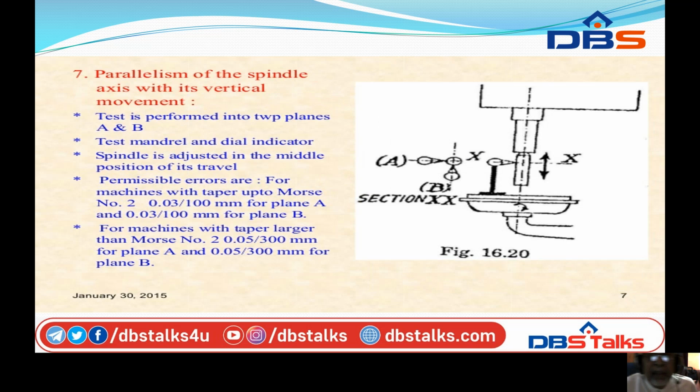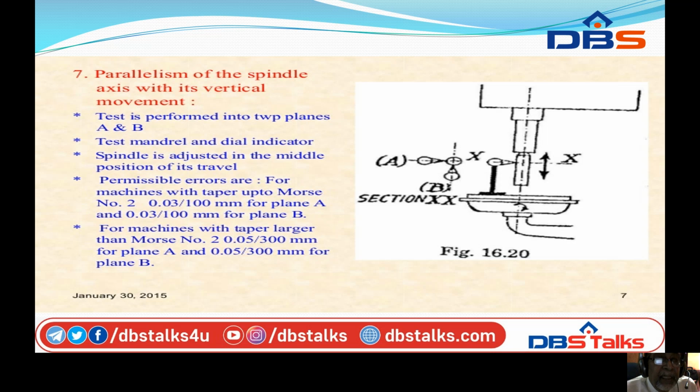Number 7. We have rotated the drilling machine spindle and checked whether there is any error. Now we have to check the parallelism of the spindle axis with its vertical movement, because when you are drilling a hole, the spindle will move vertically down and up. If it is not moving exactly at 90 degrees, we will get a hole at an angle. If it is at 90 degrees, we will get a 90 degrees hole.